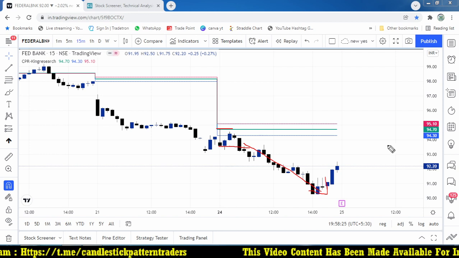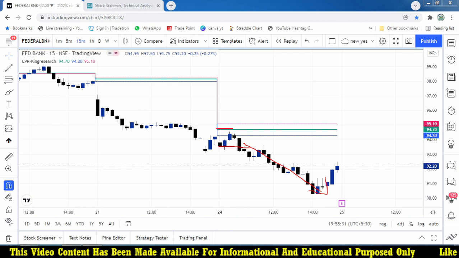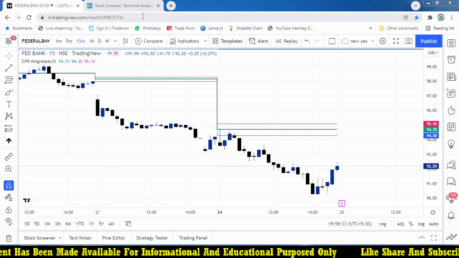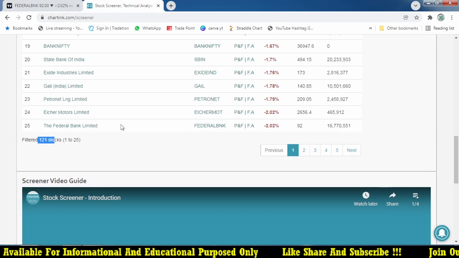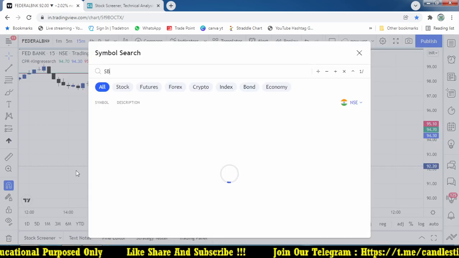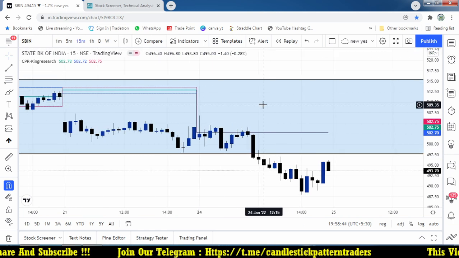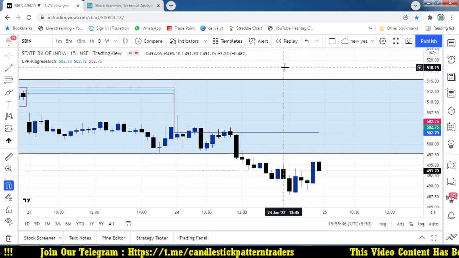So if I find any bearish kind of signal, should we go for that? That is the main idea and logic which I'm applying here. So a lot of stocks, almost 125 stocks. Today the overall market is down. Axis Bank, State Bank of India, SBI. Is there any opportunity? Do we find the bearish signal?